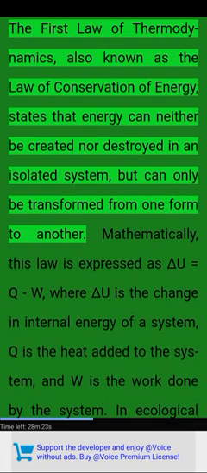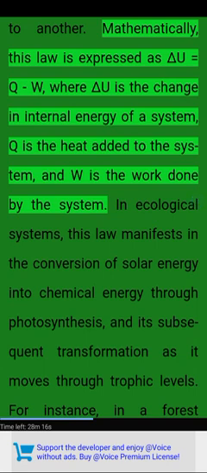The first law of thermodynamics, also known as the law of conservation of energy, states that energy can neither be created nor destroyed in an isolated system, but can only be transformed from one form to another. Mathematically, this law is expressed as delta U equals Q minus W, where delta U is the change in internal energy of a system, Q is the heat added to the system, and W is the work done by the system.